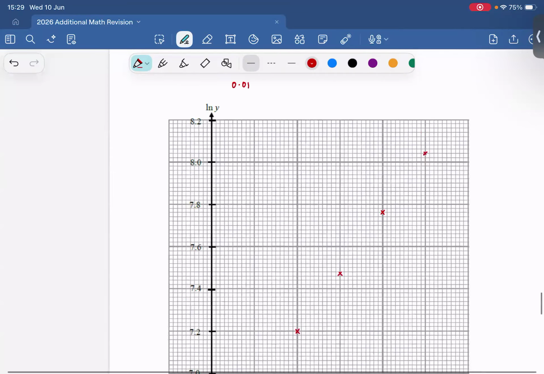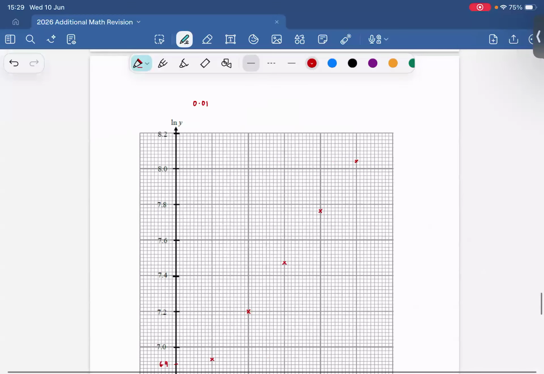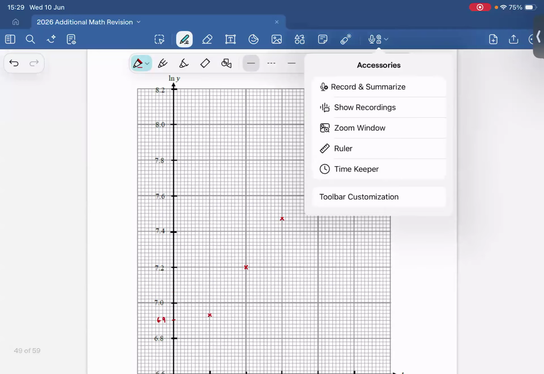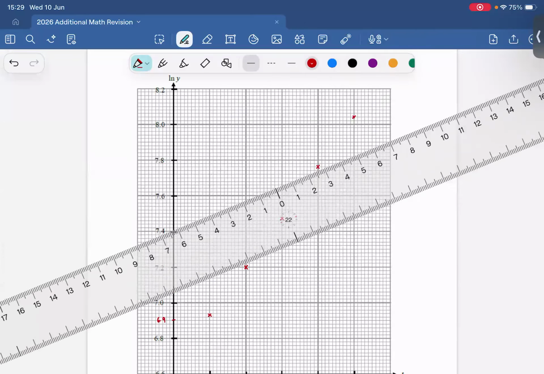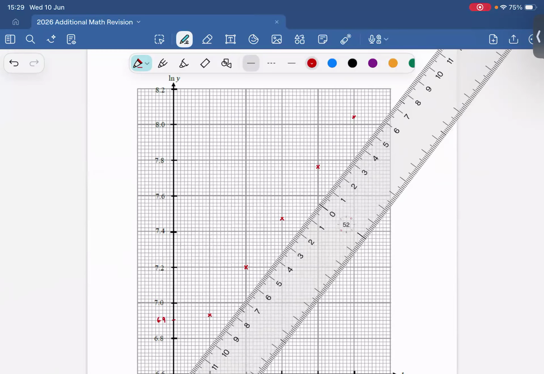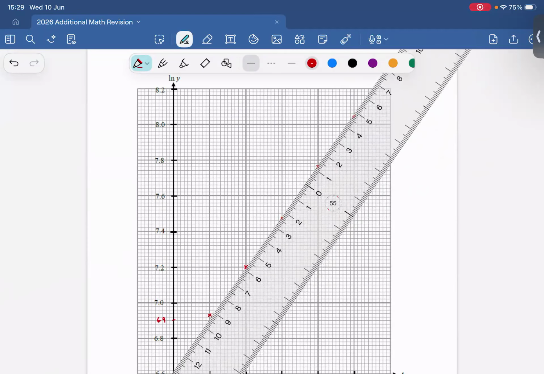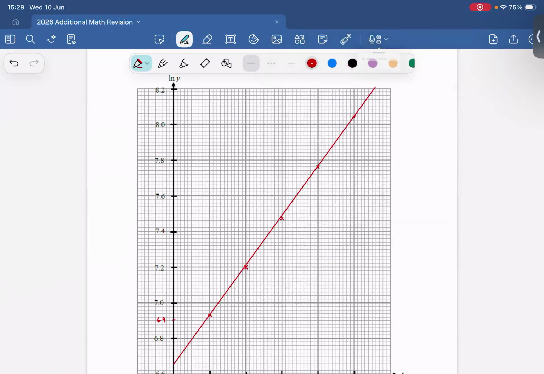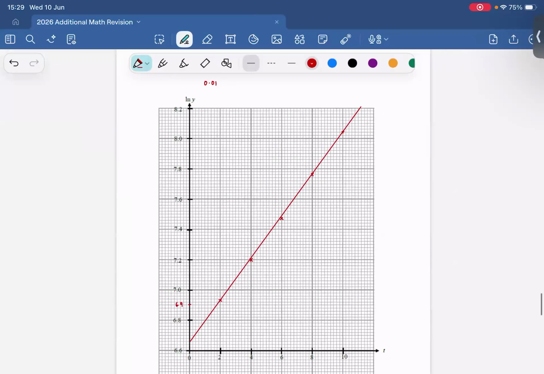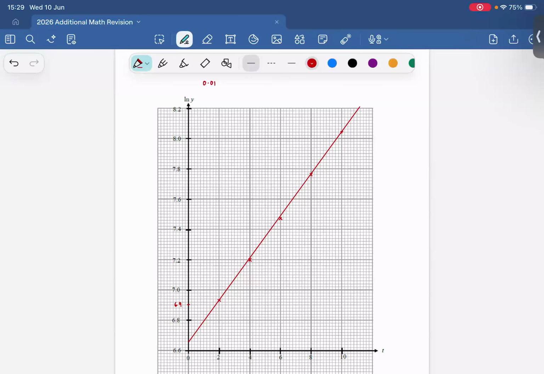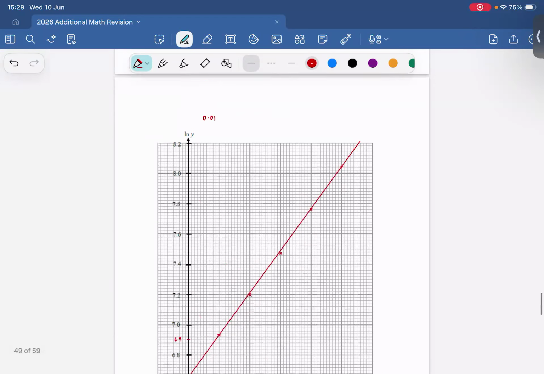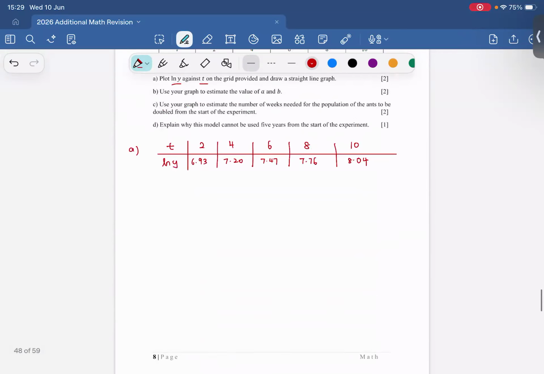Okay, connect them. Where's my ruler? Okay, so what is important is the x-intercept and the y-intercept lah. So this is the line. So next thing, use your graph to find the value of A and B.